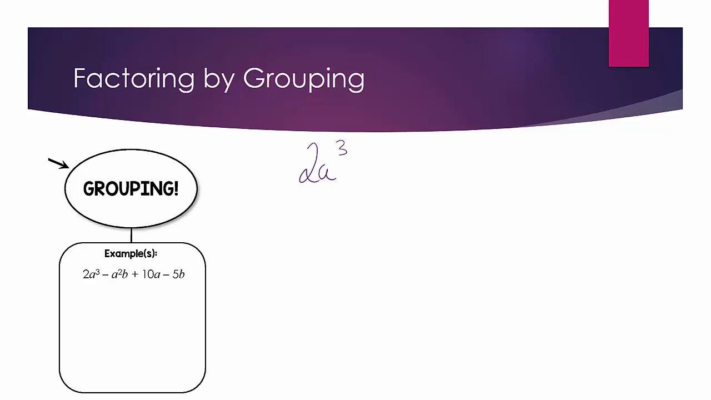2a to the third minus a squared b plus 10a minus 5b. Okay, so I'm going to put parentheses around the first two terms and the second two terms. I'm going to leave the plus sign in the middle.